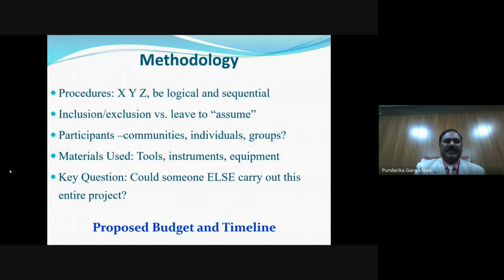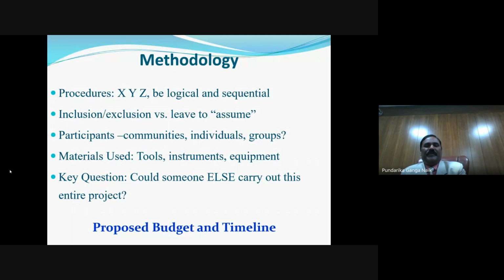Then the procedures you need to follow, in a logical and sequential way: inclusion, exclusion, assumptions, whatever. If it is experiments, what are the things that you assume? What are the material properties that you are going to assume or estimate, or take from other literature? Everything has to be clearly spelled out in the research proposal. Then what sort of communities, participants, individuals, or groups are involved in collecting the information has to be spelled out very clearly in the proposal.